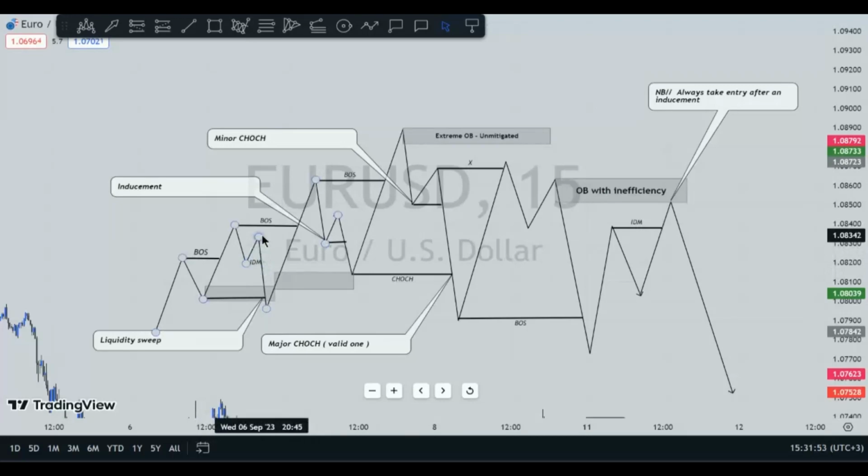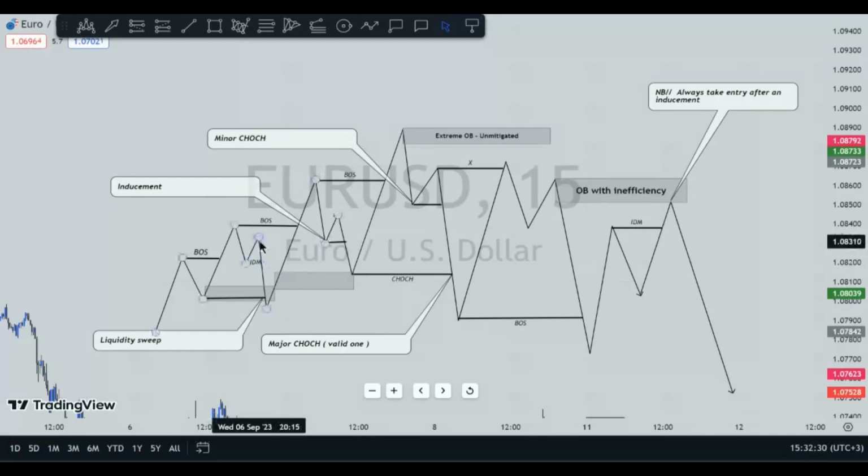Then it didn't break this high, so this is just an internal structure of which many traders will enter, or some of the traders, smart money traders of course, will enter the trade here. One rule that you should know as a smart money trader: never sell or buy before an inducement.